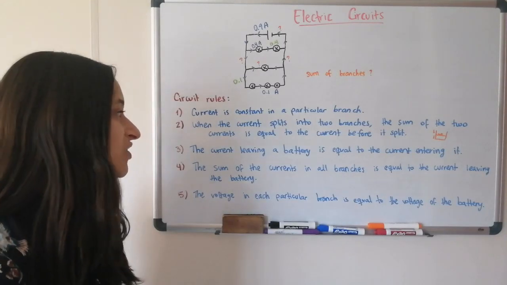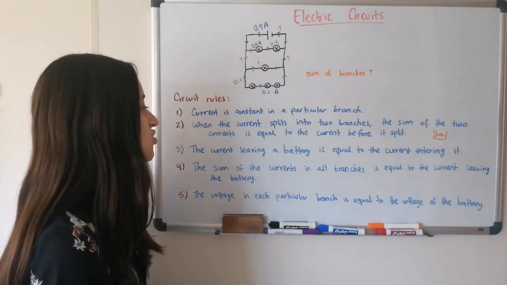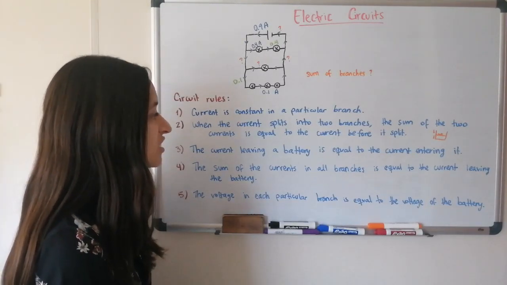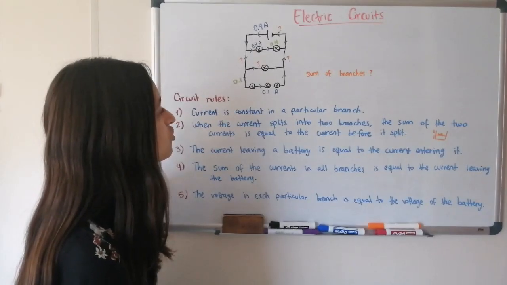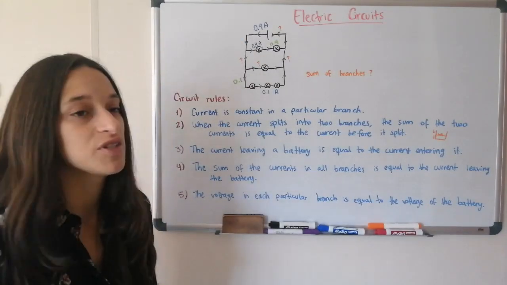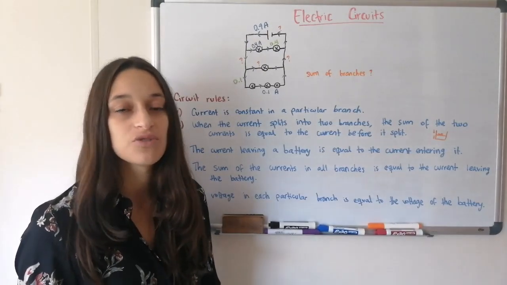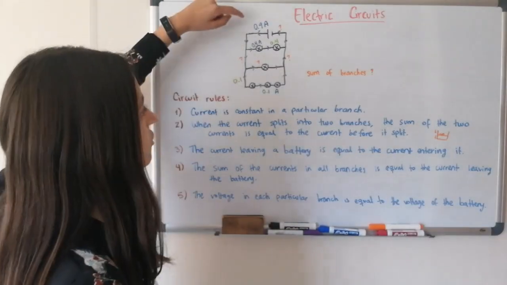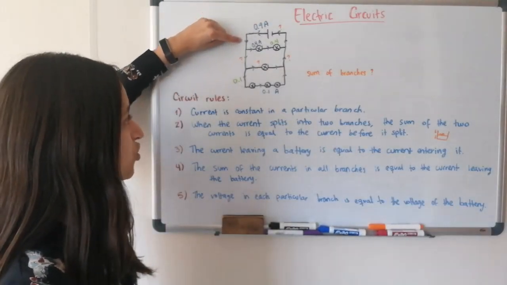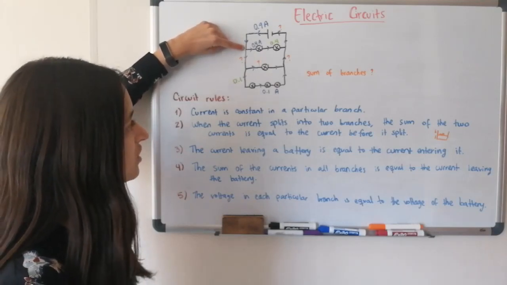The second rule says, when the current splits into 2 branches, the sum of the 2 currents is equal to the current before it split. So we have to figure out somewhere where it splits, and we know 2 of the values, and we're figuring out the third one. So here we see that there's 0.9 amperes going in here, and then it splits.